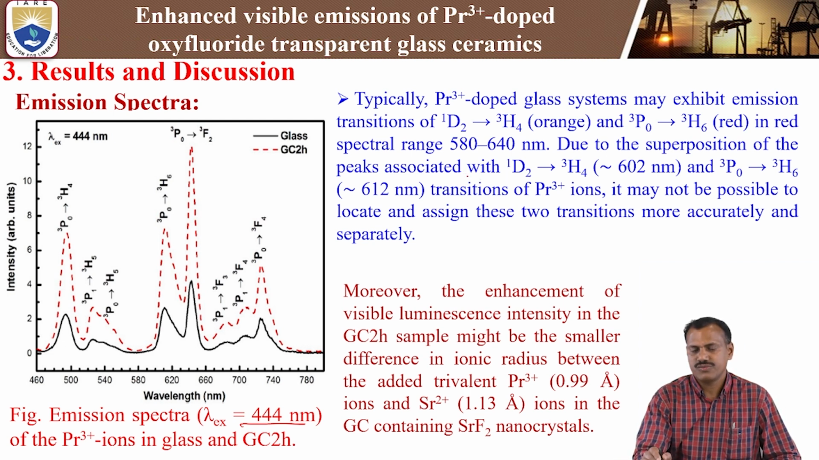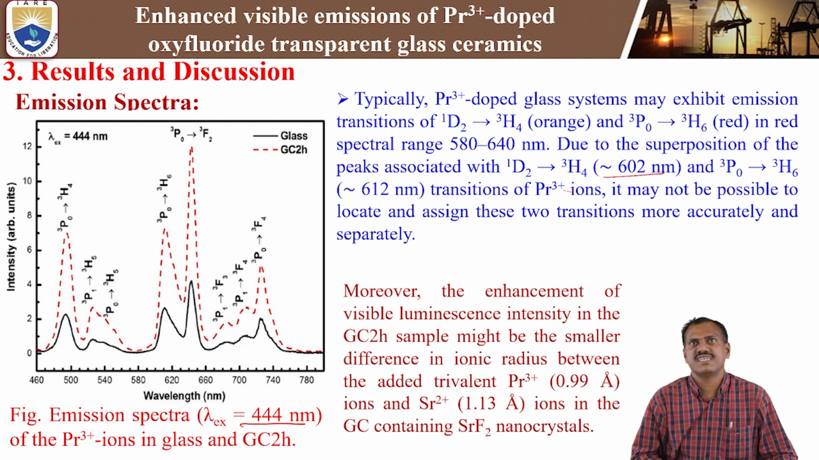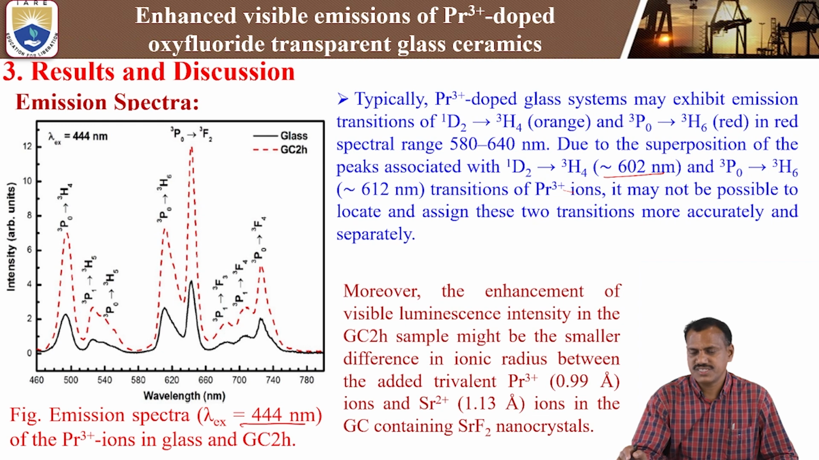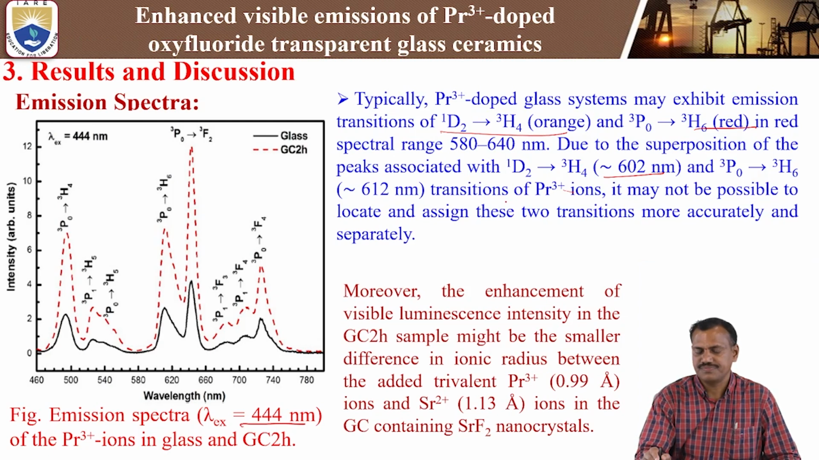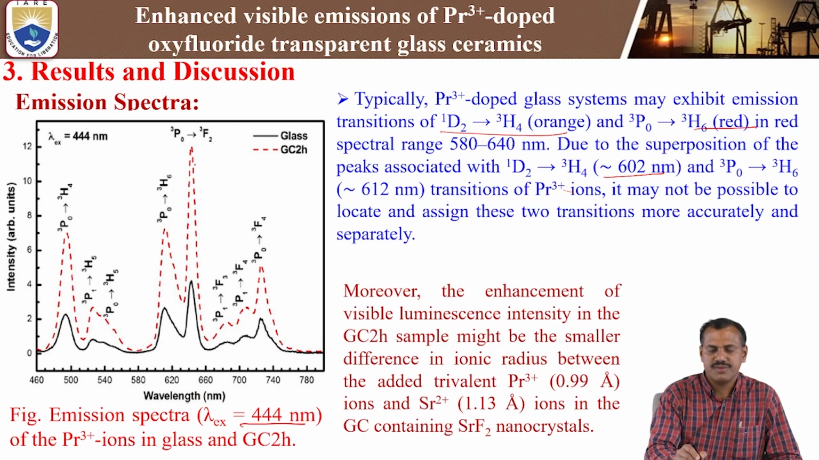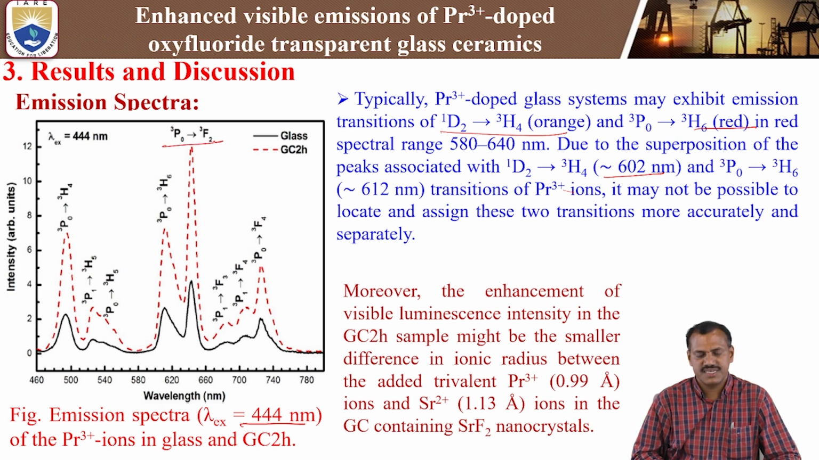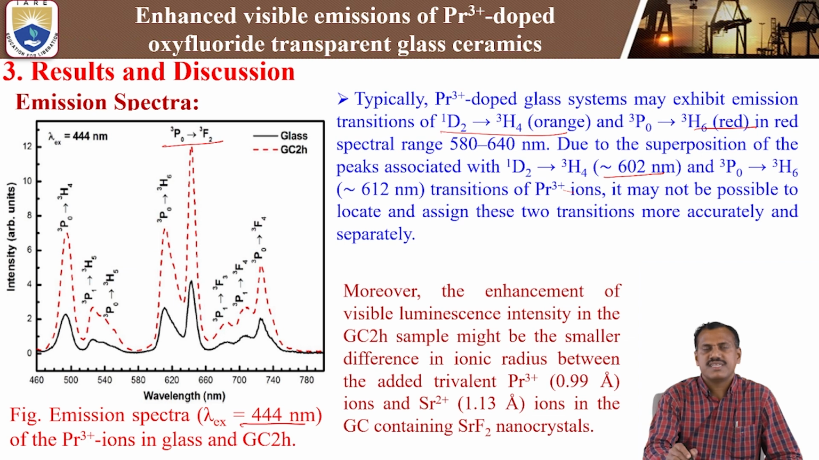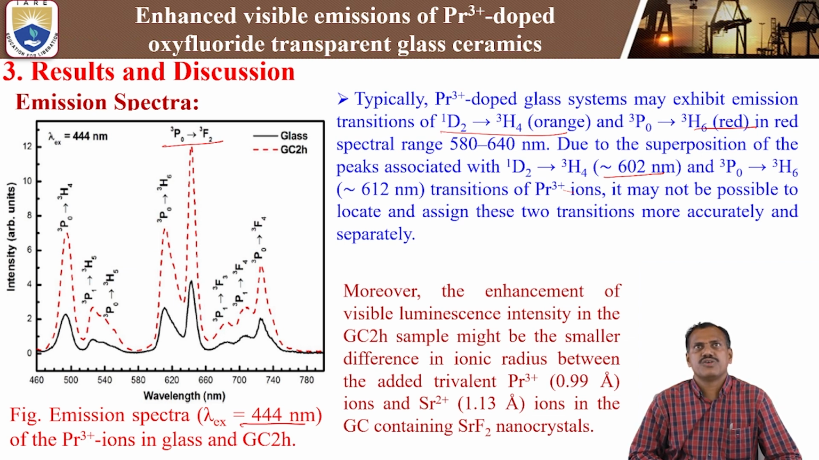In this we are getting different regions. One is the transition from 1D2 to 3H4, excited state to ground state, at 602 nanometers. This is the red region. Another is 3P2 to 3H4, which is orange. This is the orange region, this is the red region and this is the red region. Among all these emission bands, the intense emission band is 3P0 to 3F2, at around 612 nanometers. So these are the emission analyses for the praseodymium 3+ doped oxyfluoride glass ceramics.